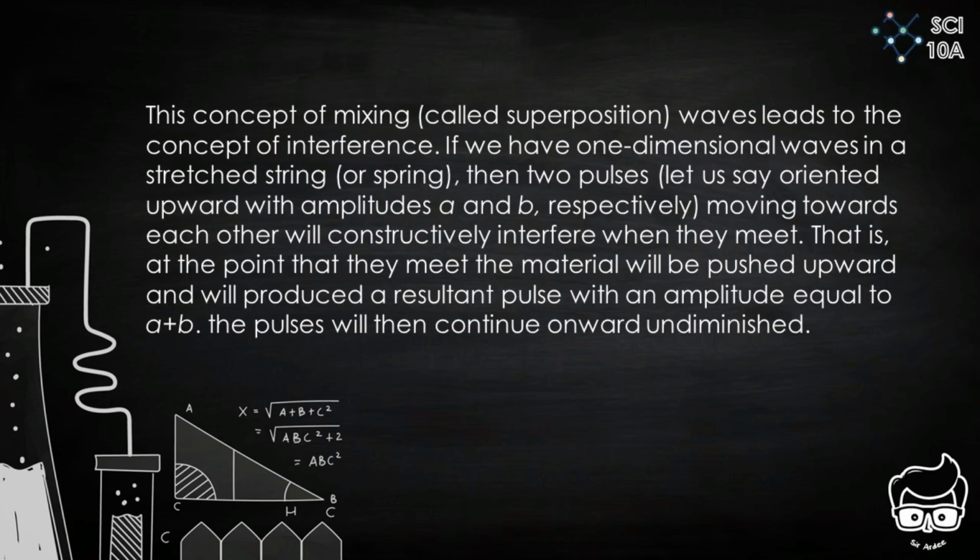This concept of mixing waves, called superposition, leads to the concept of interference. If we have one-dimensional waves in a stretched string or spring, then two pulses, let us say, oriented upward with amplitudes A and B respectively, moving towards each other will constructively interfere when they meet. That is, at the point that they meet, the material will be pushed upward and will produce a resultant pulse with an amplitude equal to A plus B. The pulses will then continue onward undiminished.